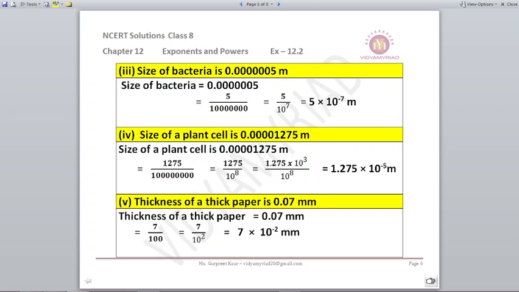Next, thickness of a thick paper is 0.07. Only 2 decimal places on your right. So 7 upon 100 it can be written, which is 7 upon 10 raised to power 2, which is 7 into 10 raised to power minus 2. Since it is only 1 digit, we have not put the decimal. We can write it as 7 into 10 raised to power minus 2.